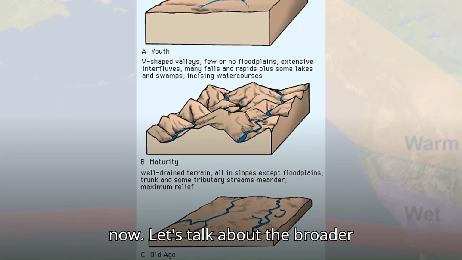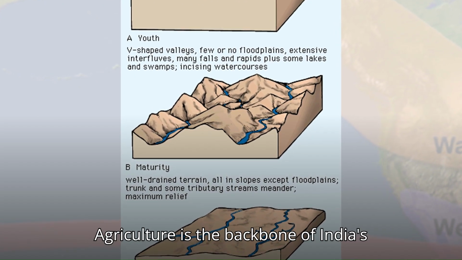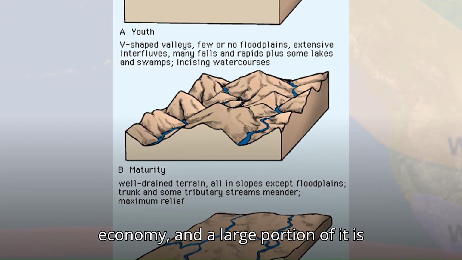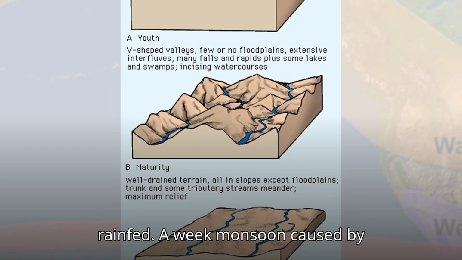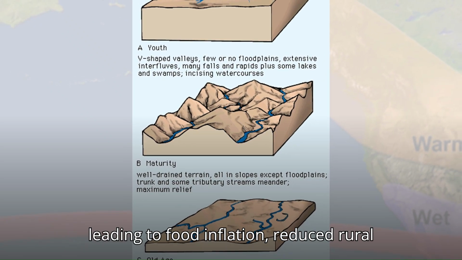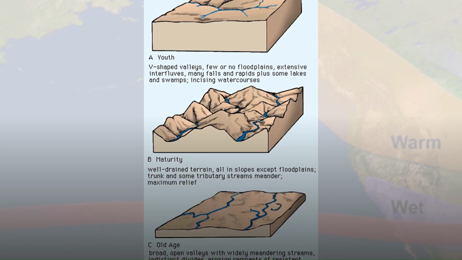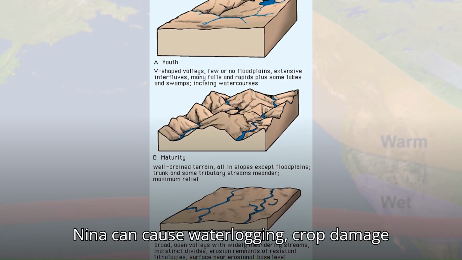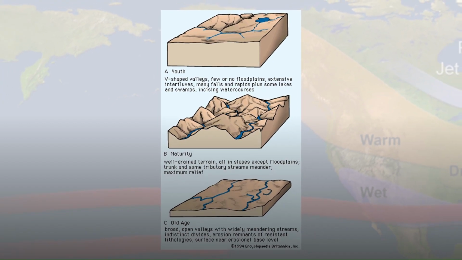Now, let's talk about the broader implications of these phenomena. Agriculture is the backbone of India's economy, and a large portion of it is rain-fed. A weak monsoon caused by El Niño can severely impact crop yields, leading to food inflation, reduced rural income, and economic distress. Conversely, excessive rainfall during La Niña can cause waterlogging, crop damage, and infrastructure losses.